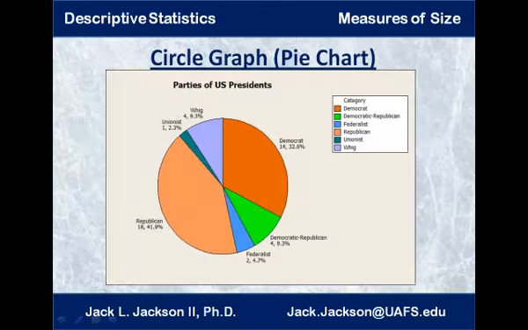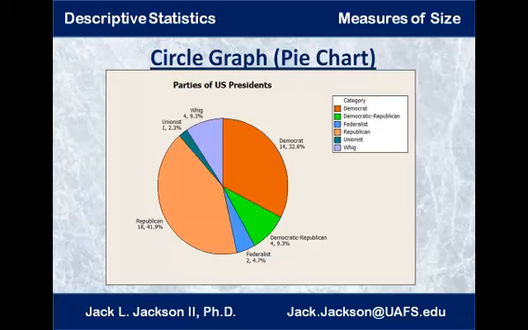Here's an example of the parties of the U.S. presidents. Notice that we have several different parties represented here, 6 different parties over time. By far the biggest are Republican and Democrat, but then some of the precursors of these parties, the Democrat-Republican, Federalist, Whig, and Unionist, were also there from time to time.